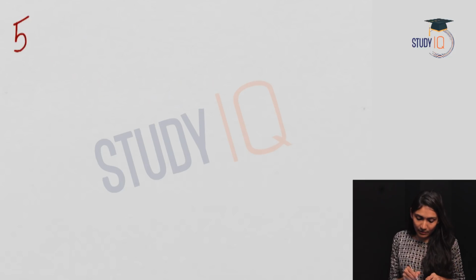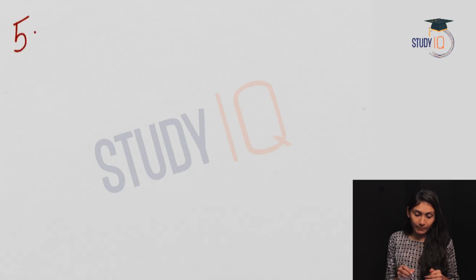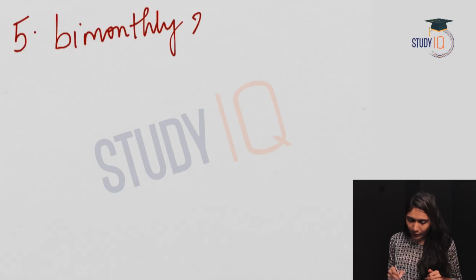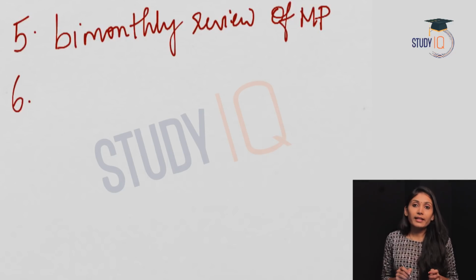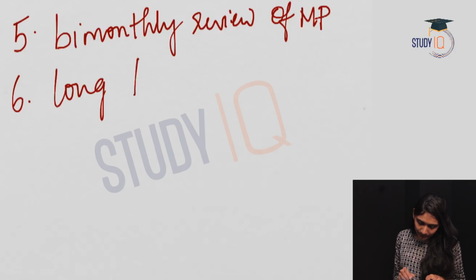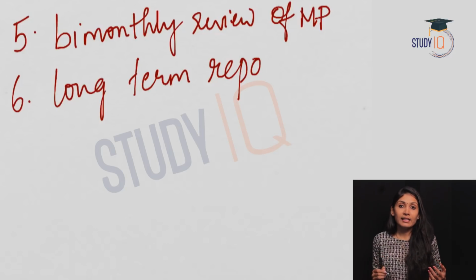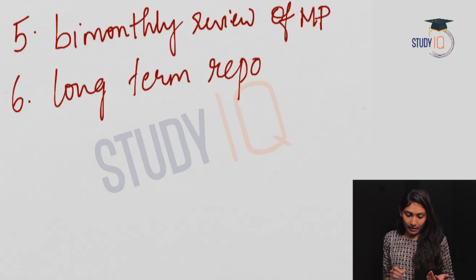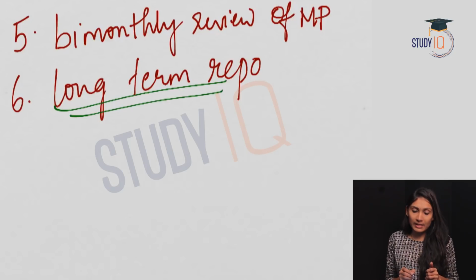The next recommendation was that the RBI should conduct bi-monthly reviews of monetary policy instead of quarterly reviews. So, bi-monthly review of monetary policy. This was also an accepted recommendation. The next important recommendation of this committee was to introduce long-term repos. We have learned in the repo rate that repos are for a shorter period. So this committee recommended the introduction of long-term repos in the economy.